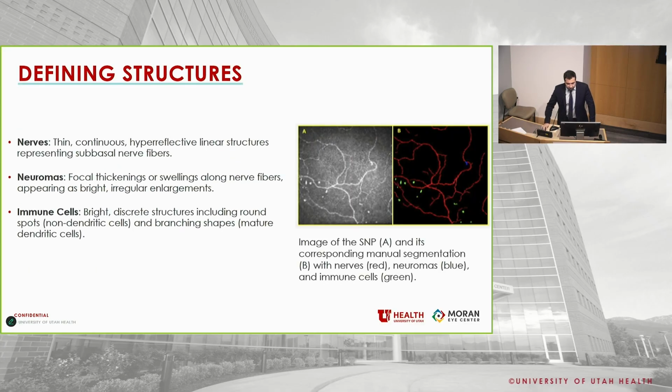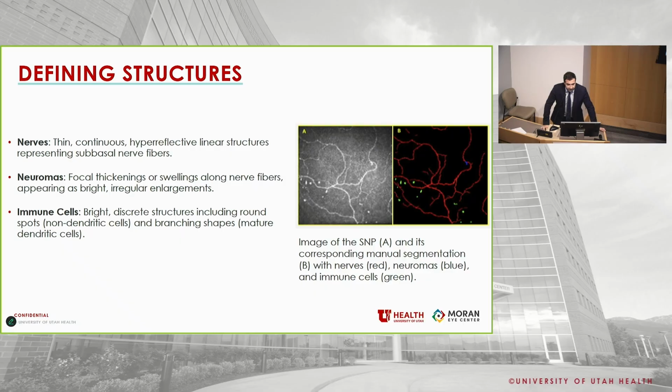So what are the structures that I've been talking about? The nerves, the neuromas, and the immune cells. On the left, you can see an image of the subbasal nerve plexus, highlighted in colors on the right side. Nerves were defined as thin, continuous, hyper-reflective linear structures, as shown in red here. Neuromas were asymmetric focal thickening or swelling along the nerve fibers.